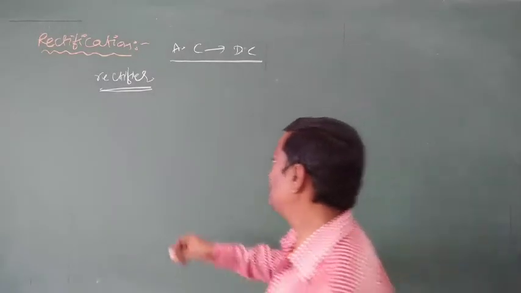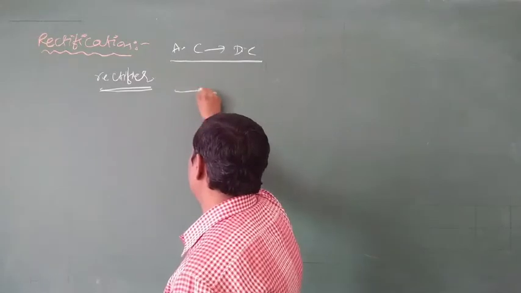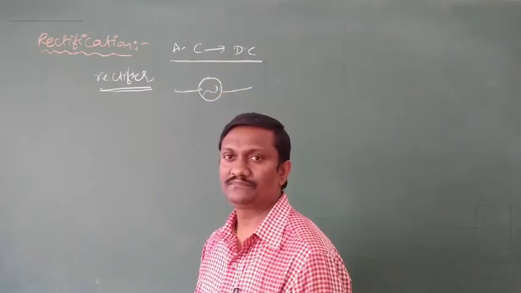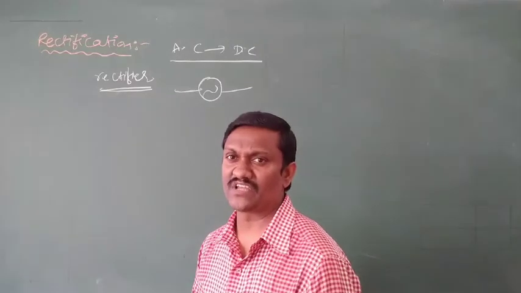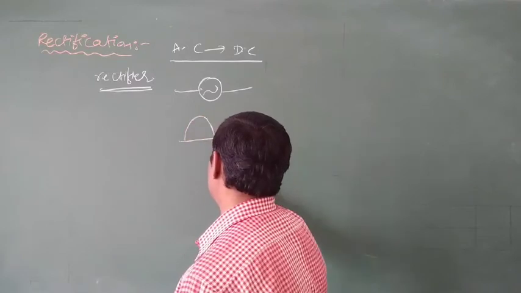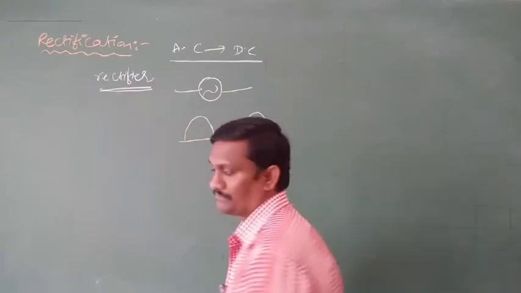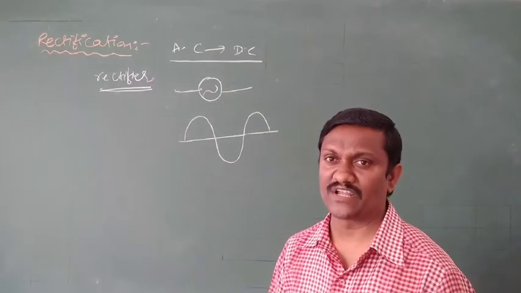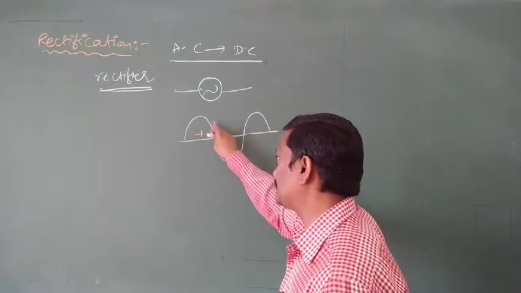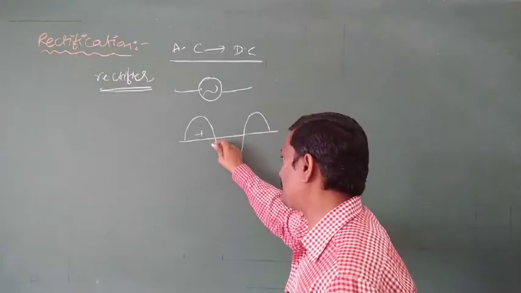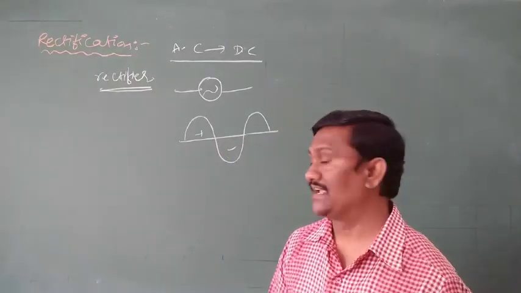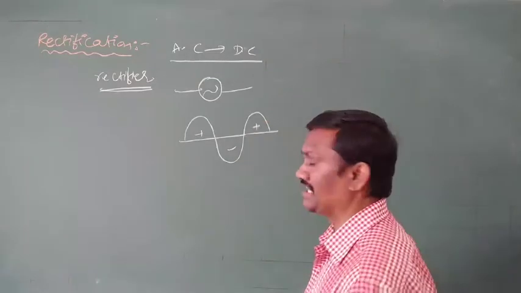For example, this is the symbol of an AC source. An AC source always has a sinusoidal nature. Alternating current is always sinusoidal. The first half of the current is passing in the clockwise direction, the next half is passing in the anti-clockwise direction, again clockwise, again anti-clockwise.